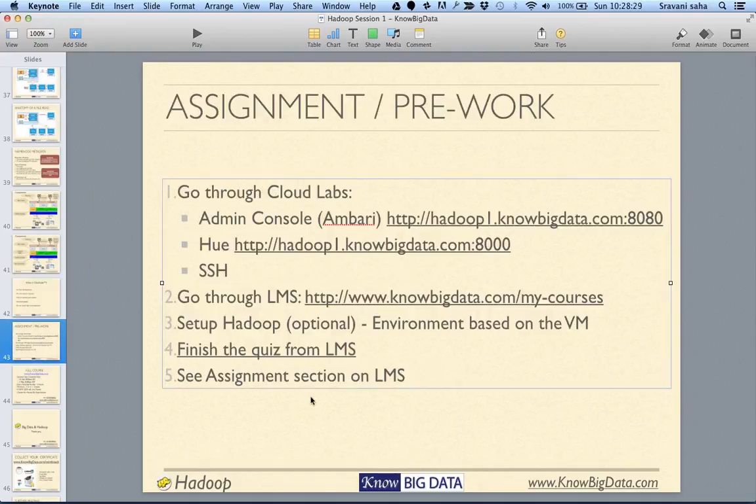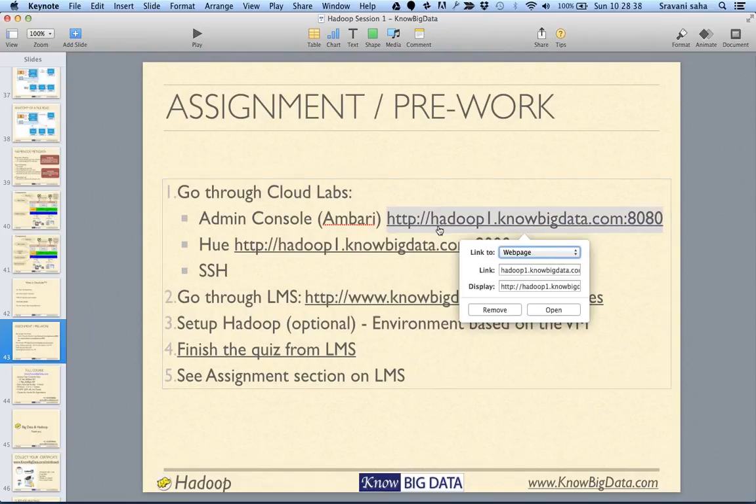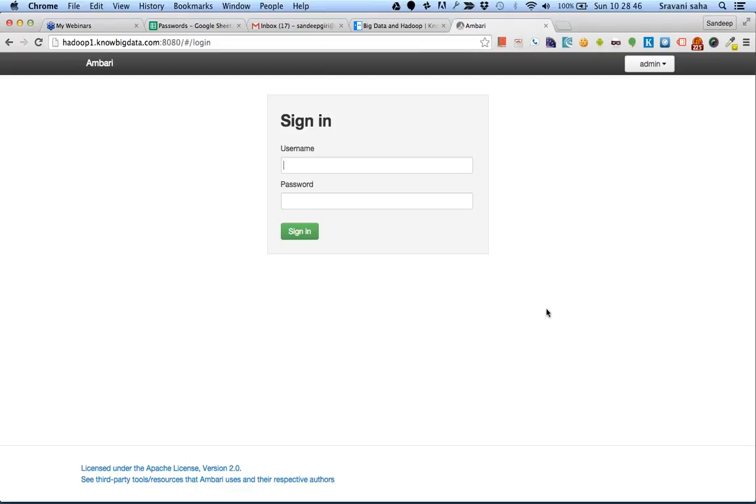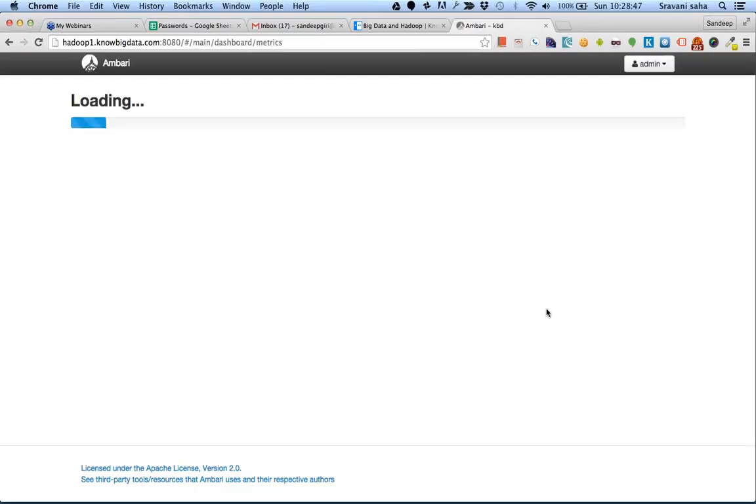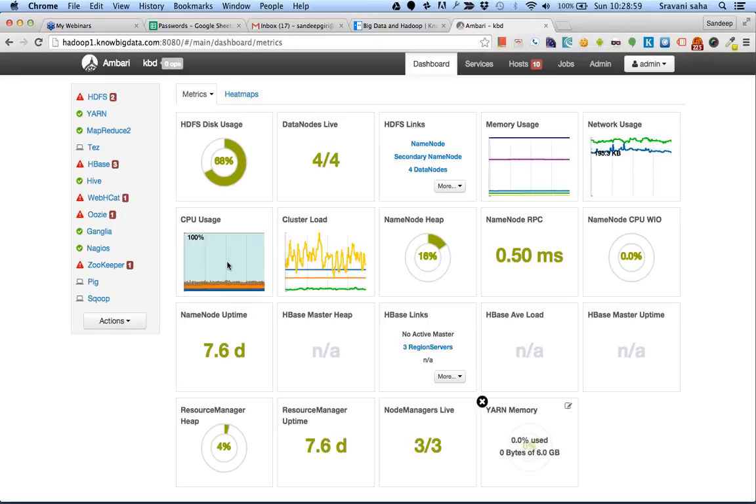Okay. Now, those who have signed up for our course and are attending this, please go through the entry point of our Cloud Labs. This is the admin interface. This is the admin interface. It's logging in. All right. So this shows the admin status.